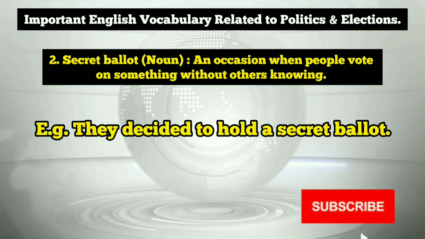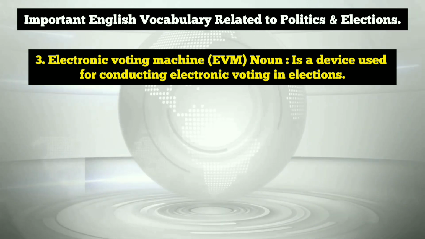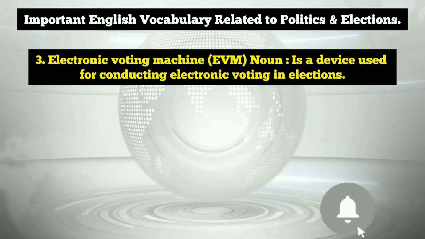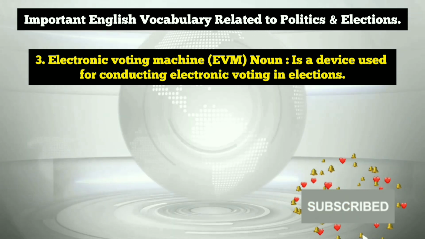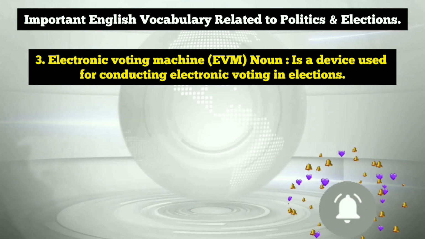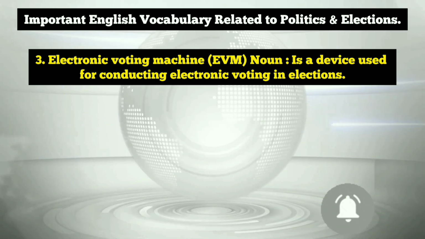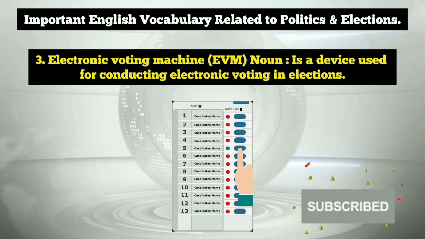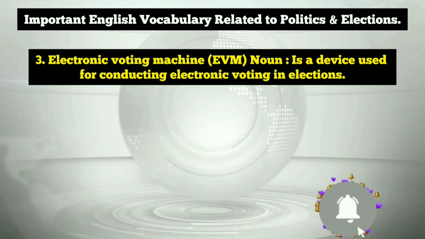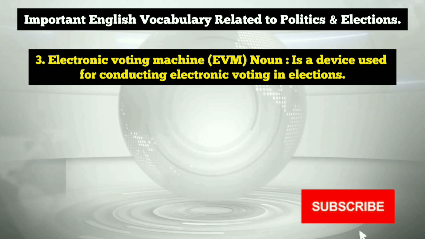Up next we will dive into the third word. Third word is on your screen. It is electronic voting machine. It's a noun obviously. In short, it's called EVM. You must have heard of it. EVM is quite frequently used during elections. So EVM means electronic voting machine. It is a device used for conducting electronic voting in elections, and it is done electronically, not the paper ballot. So there is an electronic way of voting. That machine is called electronic voting machine or EVM.